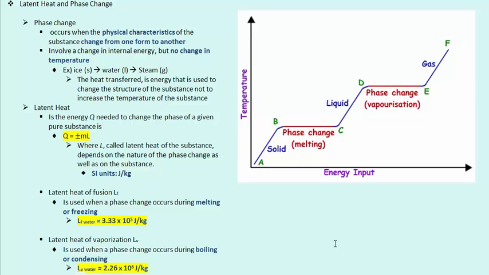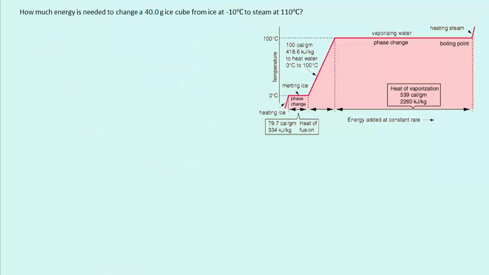And just how this reaction went to the right as energy was put into the system can also be reversed by reducing the energy in the system, where we can go from the gas phase back to its solid phase. So if we were given an example that asks us how much energy is needed to change a 40-gram ice cube at negative 10 degrees Celsius to steam at 110 degrees Celsius.